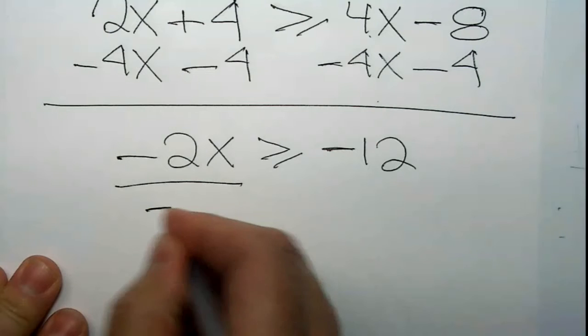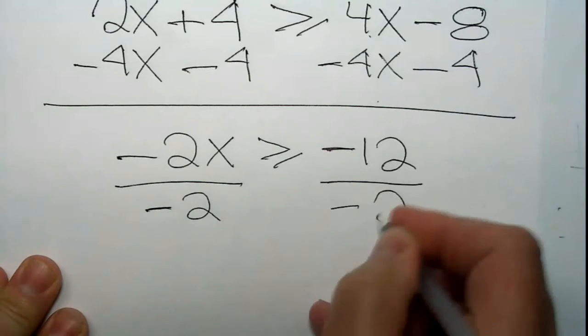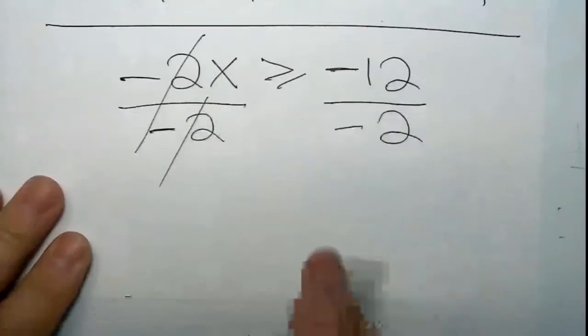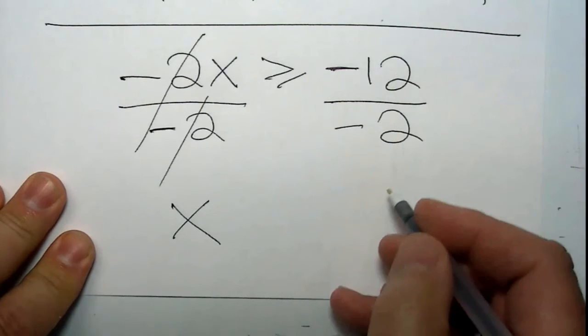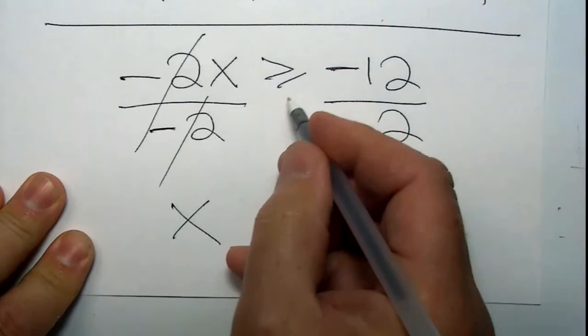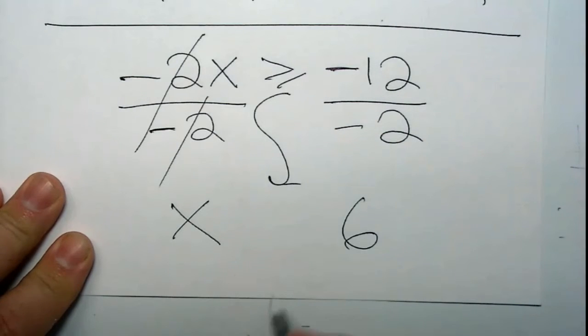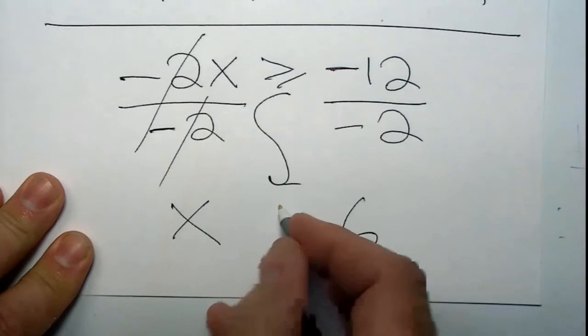Let's do it. Divide both sides by minus 2. The minus 2's cancel, so the x sits on the left side like it should. Minus 12 over minus 2 is 6. And you must reverse the inequality symbol because we have divided by a negative number.